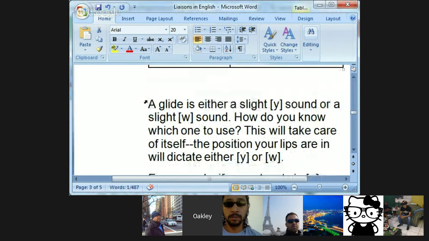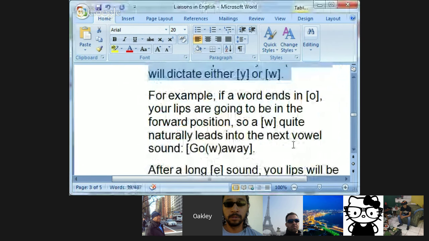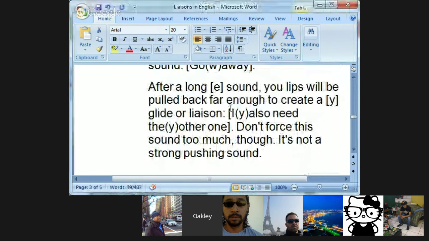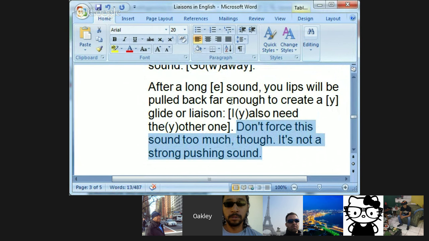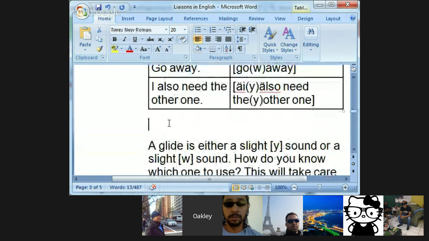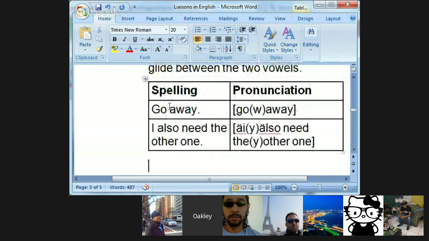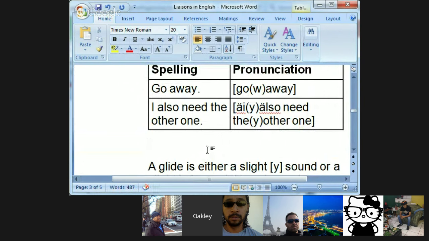Okay, well, as I said, doesn't matter which one you choose. It's going to come naturally. It's not a strong sound. It's only a bridging sound. You don't need to force it. It's just a way to get from A to B, one vowel sound to the next vowel sound. It's not really important. Okay, so we hear this glide when we're joining two words together. We can also hear it within a word.